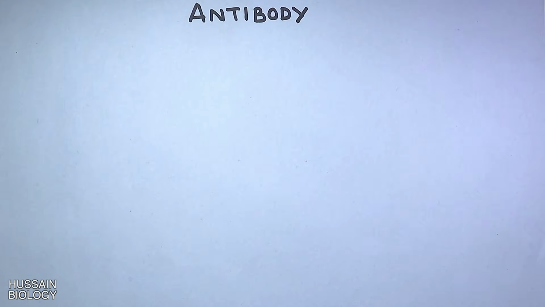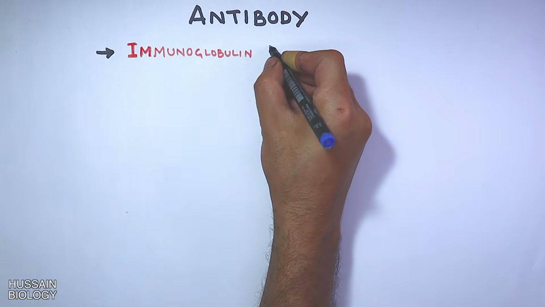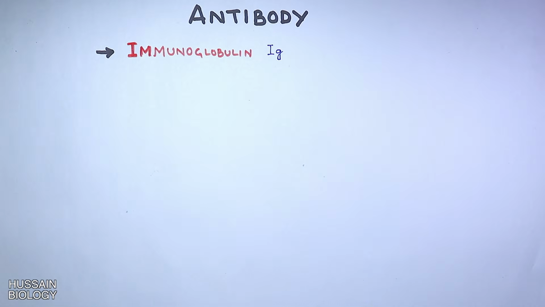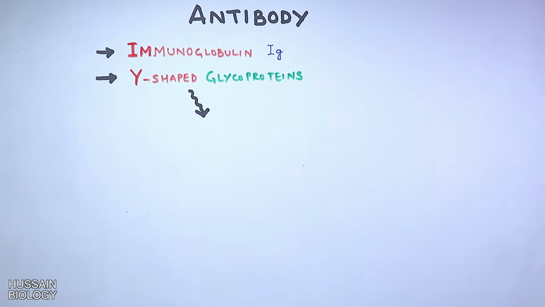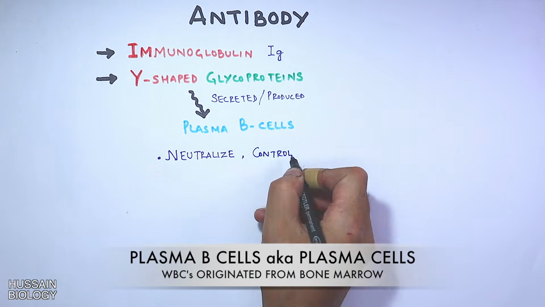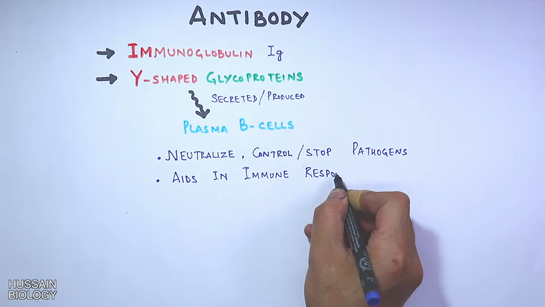Now in this video, we'll be discussing the antibody. The antibody is also known as immunoglobulin, written shortly as Ig. The antibody is a Y-shaped glycoprotein secreted or produced by plasma B cells. The antibodies neutralize, control or stop the pathogens and also aid in immune response.